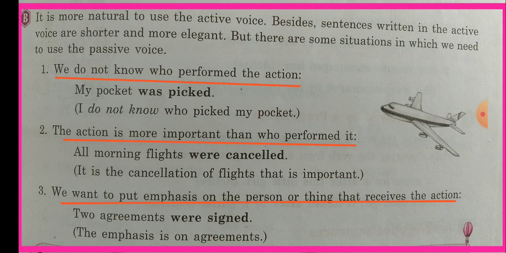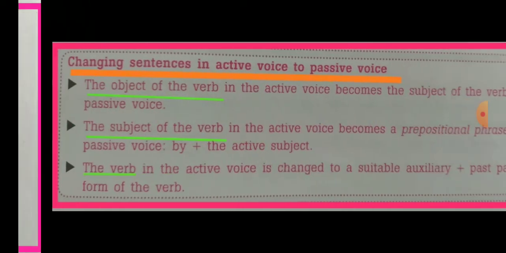But sometimes we want to put emphasis on the person or the thing that receives the action. Like: Two agreements were signed. By whom it was signed, it doesn't matter. But two agreements is a matter of importance where we have to put emphasis. So it's receiving the action, and to bring it into emphasis we have used passive voice. So these are the three main places where we need to use passive voice.